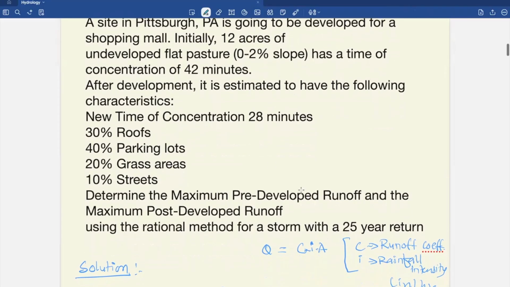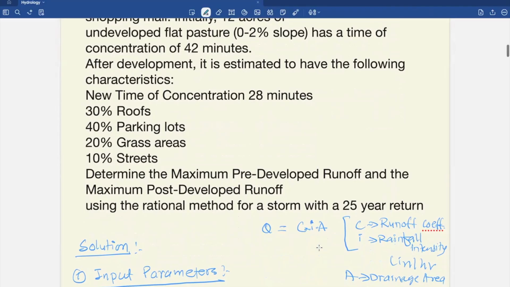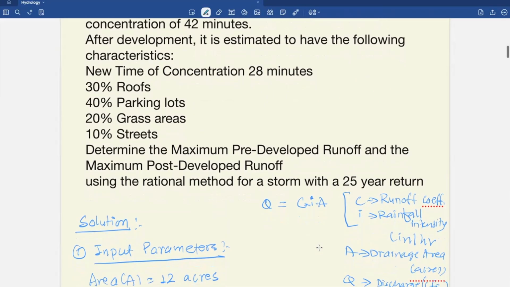So let me write the equation. Q is equal to C times I times A. C is our runoff coefficient, so it doesn't have any unit. I is rainfall intensity, and here we will be using it in inch per hour. Whereas A denotes drainage area in acres, and Q is discharge in CFS.